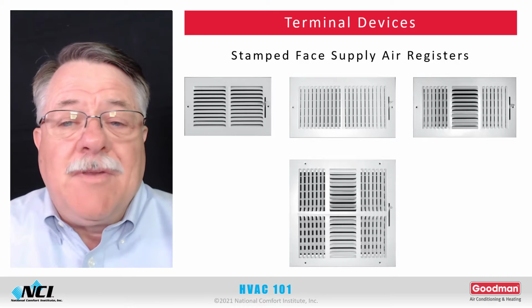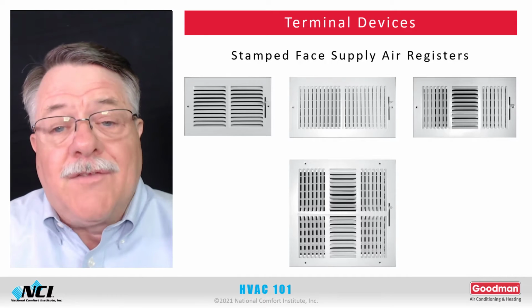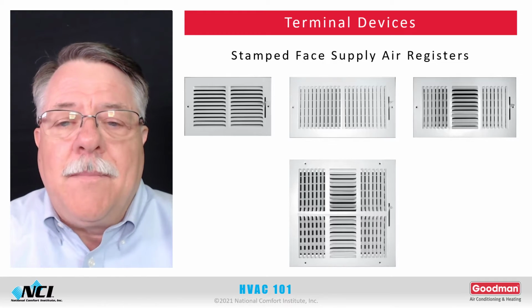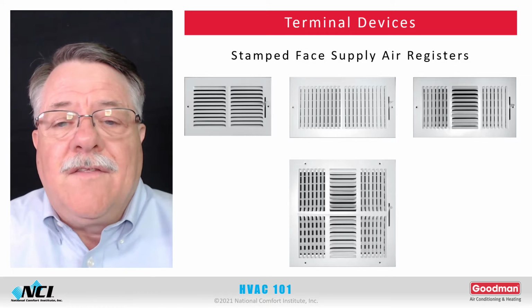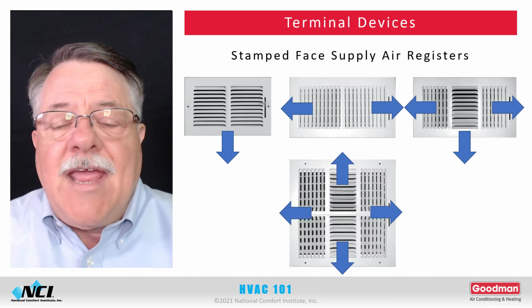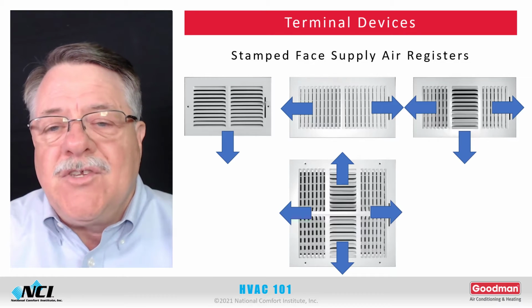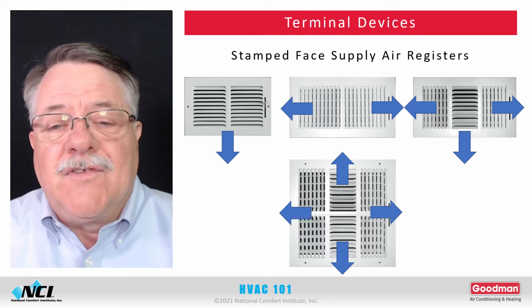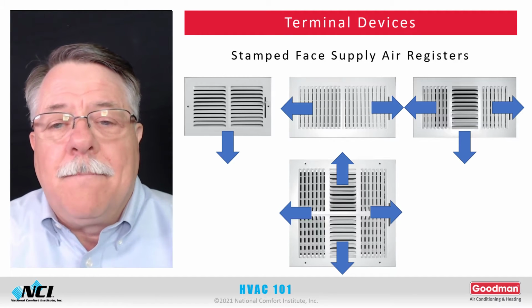These registers are simply stamped out of a single piece of metal, hence the name stamped face, with a basic air damper attached to the back. The louvers direct the airflow. Here we have examples of a 1-way, 2-way, 3-way, and 4-way stamp face supply air register. The system designer specifies the register type based on its position on the ceiling or wall. There are also supply air registers designed to be installed in the floor.